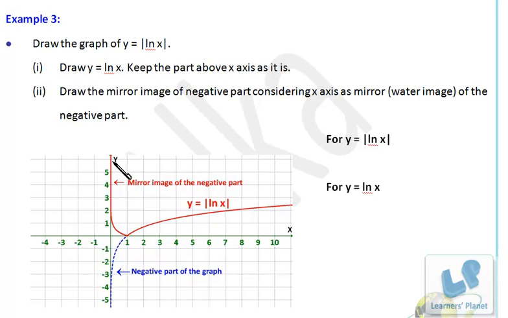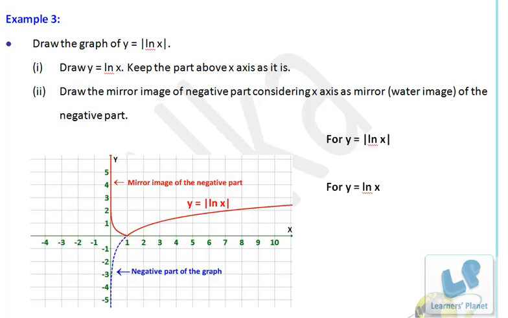The line is getting closer and closer to y, but it will never intersect y-axis, right? So we are taking this part over here, or we can say the water image of this part is this, or if we consider this axis as mirror, then this is the mirror image, right? So this red line is the graph of y is equal to modulus of log x. Okay, it's very simple, friends.